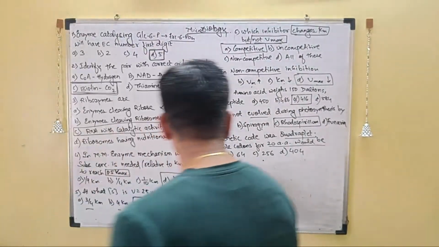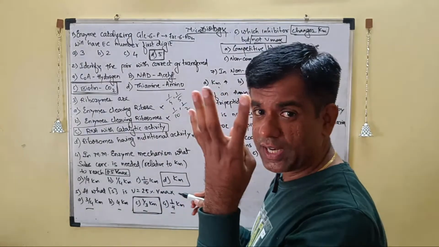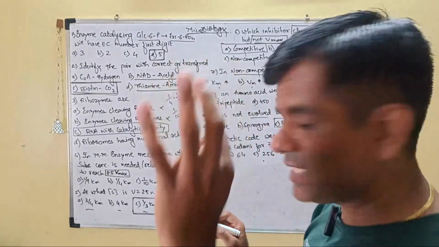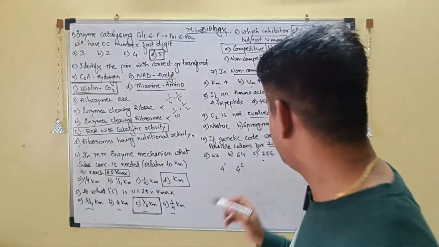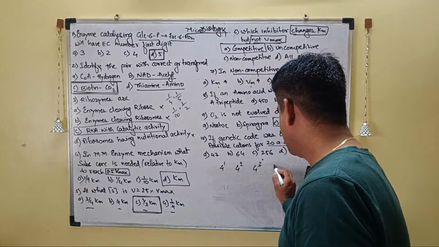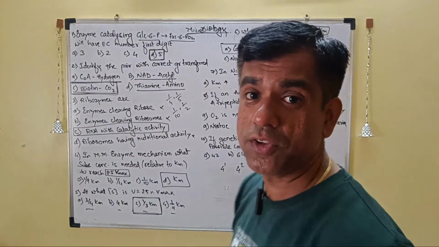So we know if it was singlet, it was 4:1 because there are four nucleotides A, T, G, and C. If it was doublet, it was 4:2. If it was triplet, it was 4:3. If it is quadruplet, it is going to be 4:4. So 4:4 gives how much?